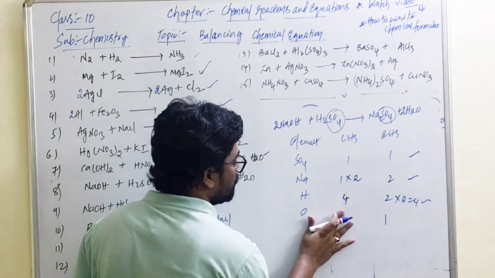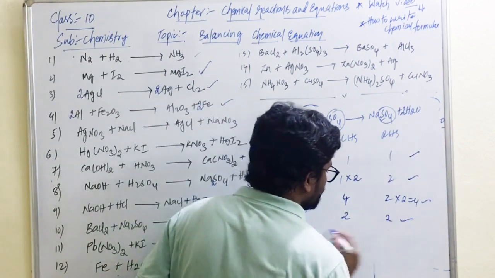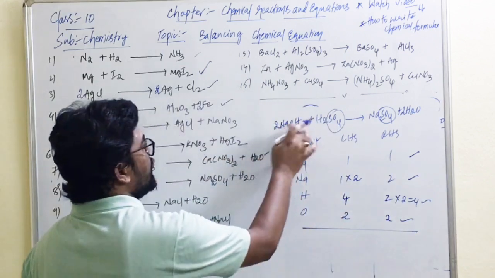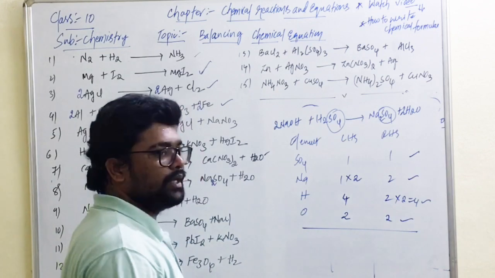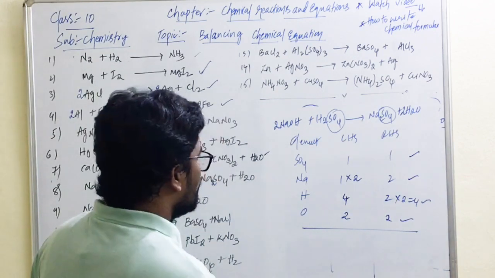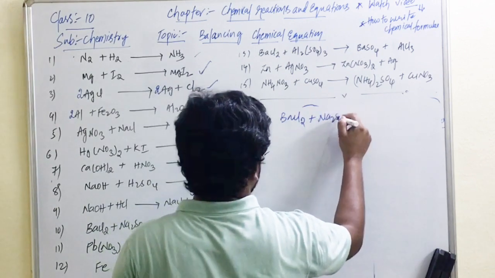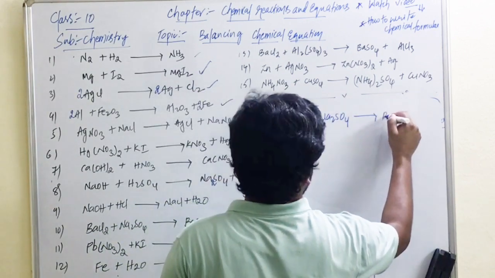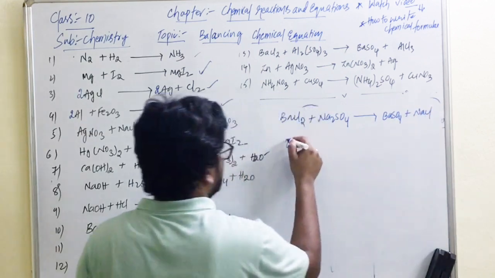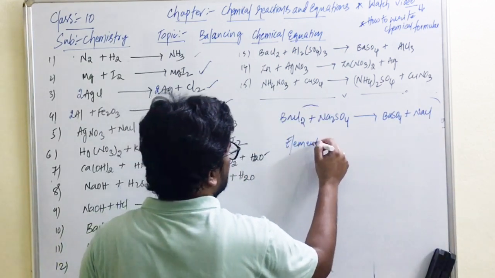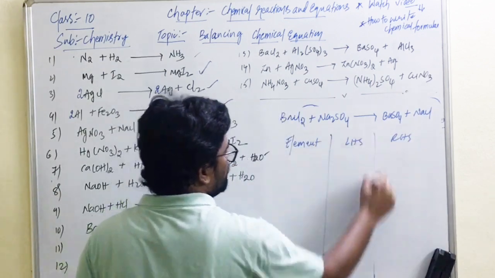Now it becomes 2. Now here the number of oxygens is also 2. It's balanced. So the balanced equation is 2NaOH plus H2SO4 gives rise to Na2SO4 plus 2H2O. Is it clear? Okay. Now the next equation, BaCl2 plus Na2SO4 gives rise to BaSO4 plus NaCl. Very simple. If you write every step this way, it will be easier for you all.